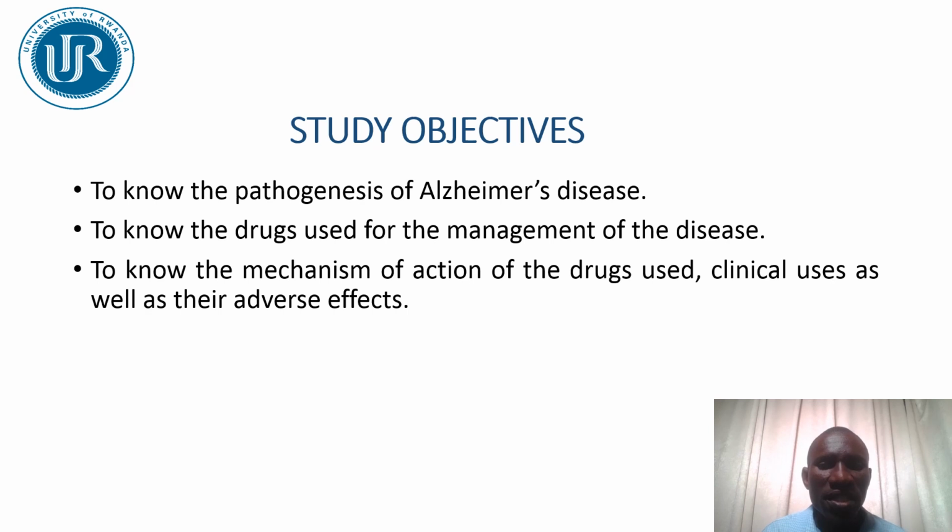The study objectives of this topic are as follows. 1. To know the pathogenesis of Alzheimer's disease. 2. To know the drugs used for the management of this condition. 3. To know the mechanism of action of the drugs used, clinical uses, as well as their adverse effects.